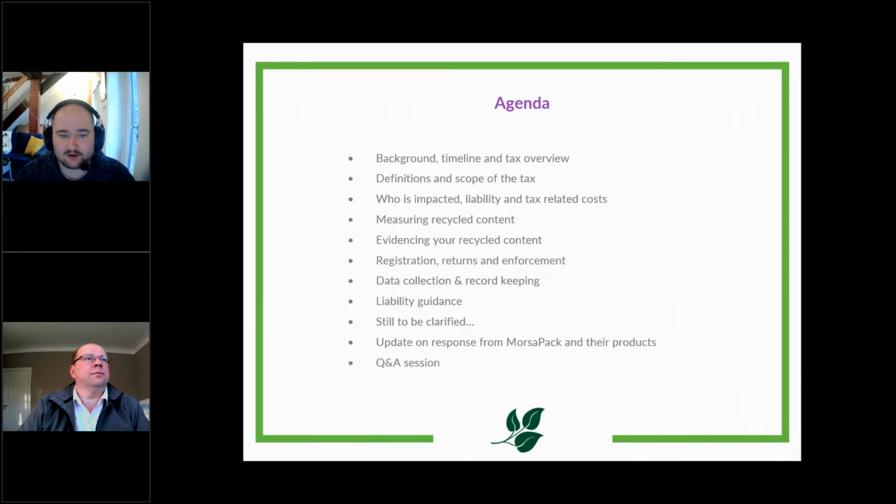So today we're going to be going through a bit of background, some timeline and an overview of the tax. Then we'll be going through some definitions and a bit more about the scope, who's going to be impacted, what the liability is going to be, how you actually measure recycled content, which is quite key within the tax, how you evidence that, and then ultimately how we'll be completing registrations with HMRC as well as returns and enforcement. We'll then go on to a bit more specific stuff around data collection.